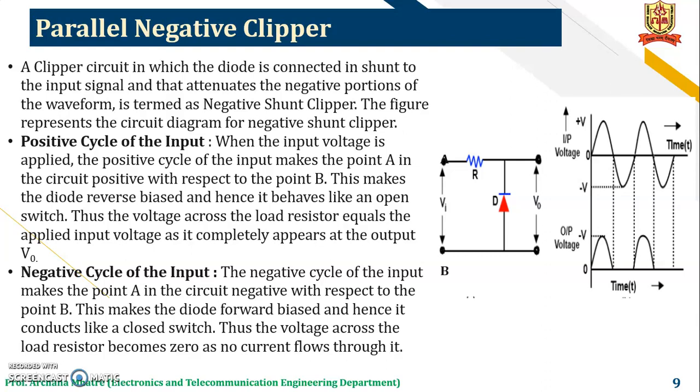Negative cycle of the input. The negative cycle of the input makes the point A in the circuit negative with respect to point B. This makes the diode forward biased and hence it conducts like a closed switch. Thus, the voltage across the load resistor becomes 0 as no current flows through it. So, this is the diagram and input-output waveform for the parallel negative clipper.